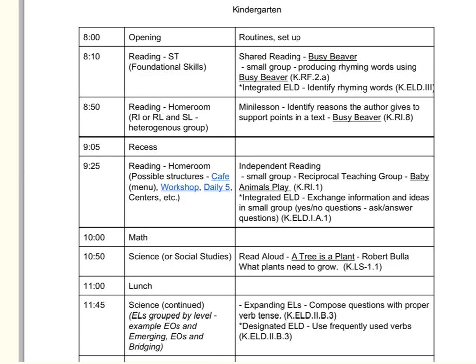There are three parts of the ELD standards, and there is part 1, which is collaborative, interpretive, and productive, which is what we went over, and there's part 2, which is working with words, and then there's part 3, which is foundational skills. And since we're working on foundational skills during ST, we're also going to be focusing on foundational skills for ELD during this time.